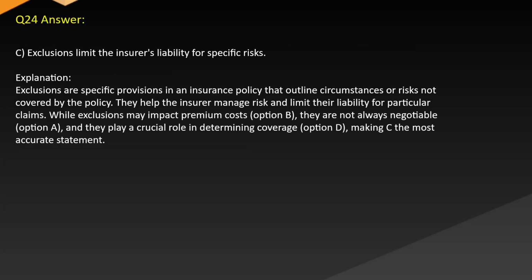Answer: C. Exclusions limit the insurer's liability for specific risks. Explanation: exclusions are specific provisions in an insurance policy that outline circumstances or risks not covered by the policy. They help the insurer manage risk and limit their liability for particular claims. While exclusions may impact premium costs, option B, they are not always negotiable, option A, and they play a crucial role in determining coverage, option D, making C the most accurate statement.